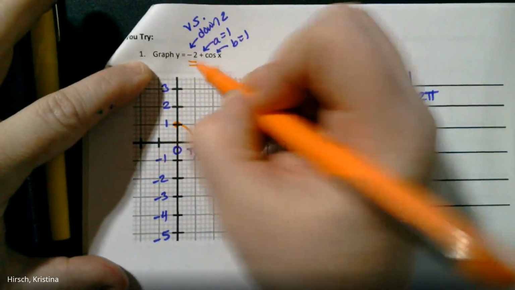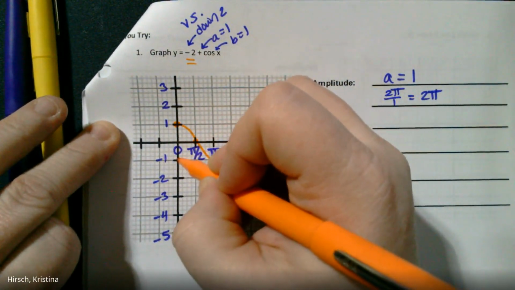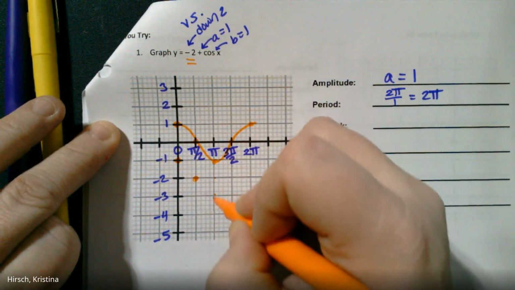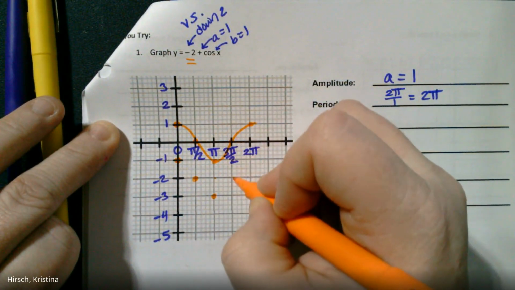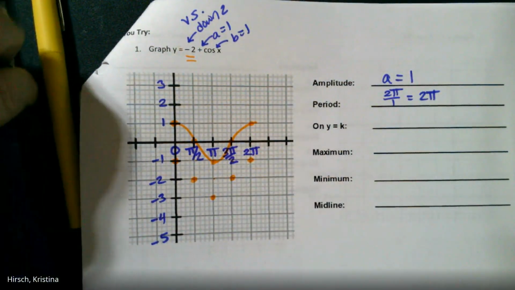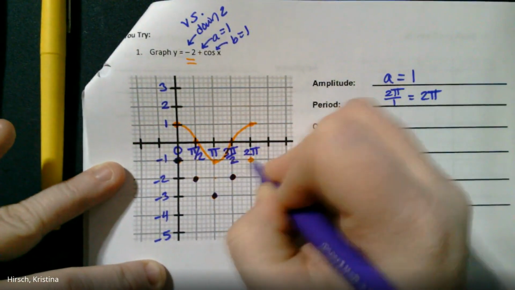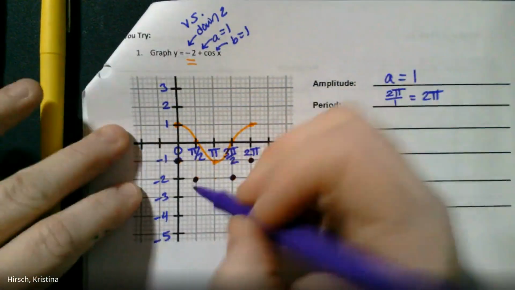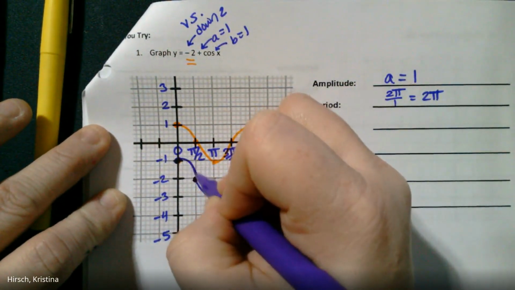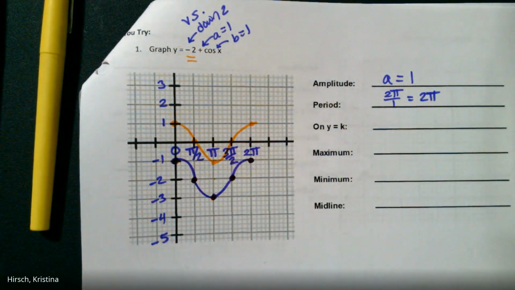But I need to shift it down 2. So 1, 2, plot a point. 1, 2, plot a point. 1, 2, plot a point. 1, 2, 1, 2. Change my colors on you. These are the points that I would have had because they shifted down 2. Then do a U in the middle and the curvature at the top. Remember the uterus shape, make sure it's curvy. So that's where my graph comes from.